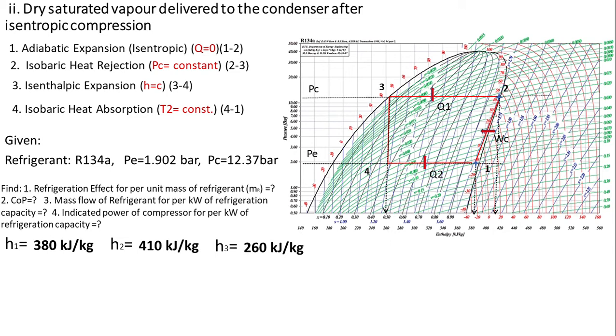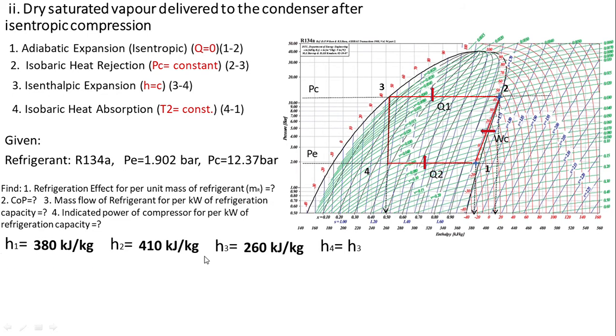Now can you tell me the H4? What is the value of H4? Anyone? See, H3 and H4 will be same. Remember that. H3 and H4 will be same because it is an isenthalpic process. Enthalpy remains constant. So processes 3 and 4 are isenthalpic, so H4 must be equal to H3, which is 260 kilojoules per kg.